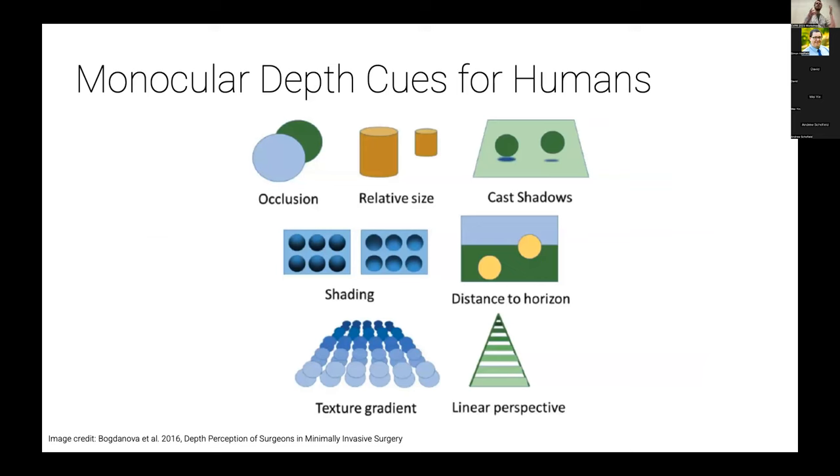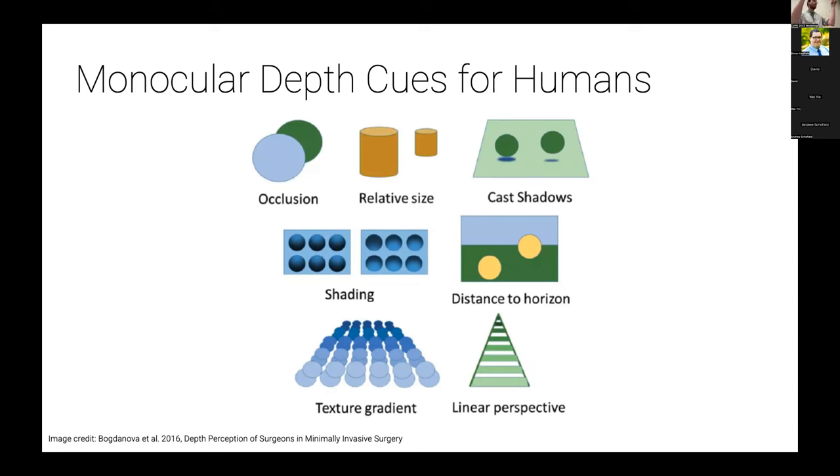Okay, so what about humans in monocular depth? The cool thing is that there's a whole bunch of different cues that we use to perceive depth in images. If I cover one of my eyes, I'm still going to be able to do a pretty good job of perceiving the distance to objects in the world.